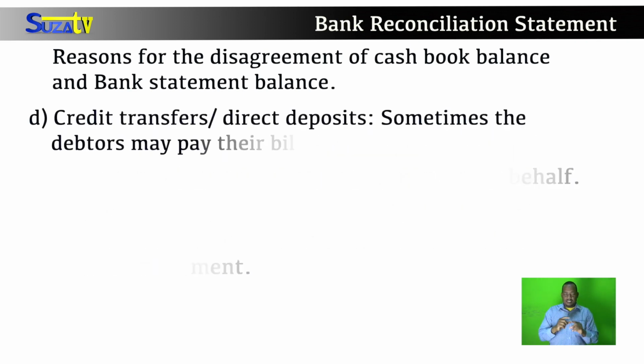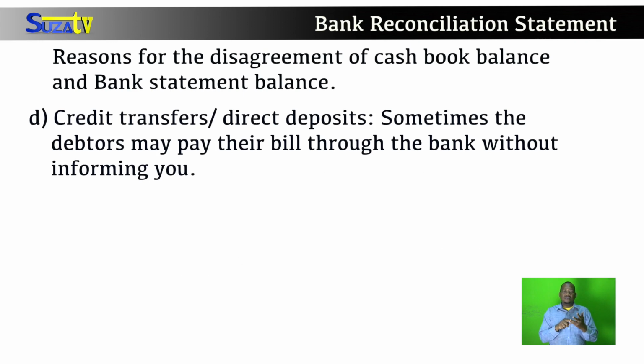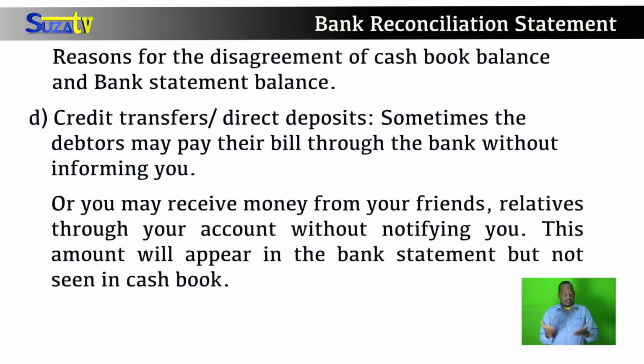Fourth, credit transfer or direct deposit. Credit transfer, sometimes the debtor may pay their bill through the bank without informing you, or you may receive money from your friend, relative, through your account without notifying you. This amount will appear in the bank statement, but not seen in a cash book.